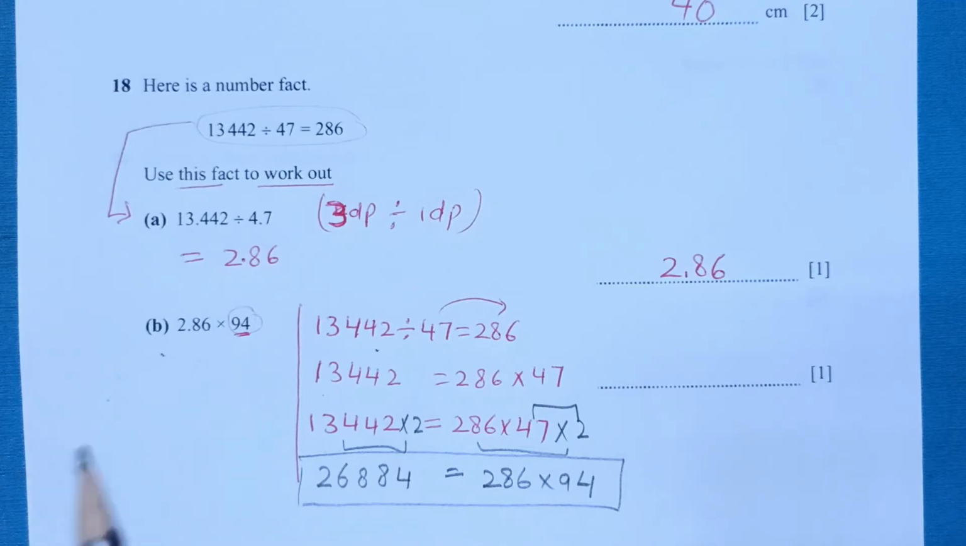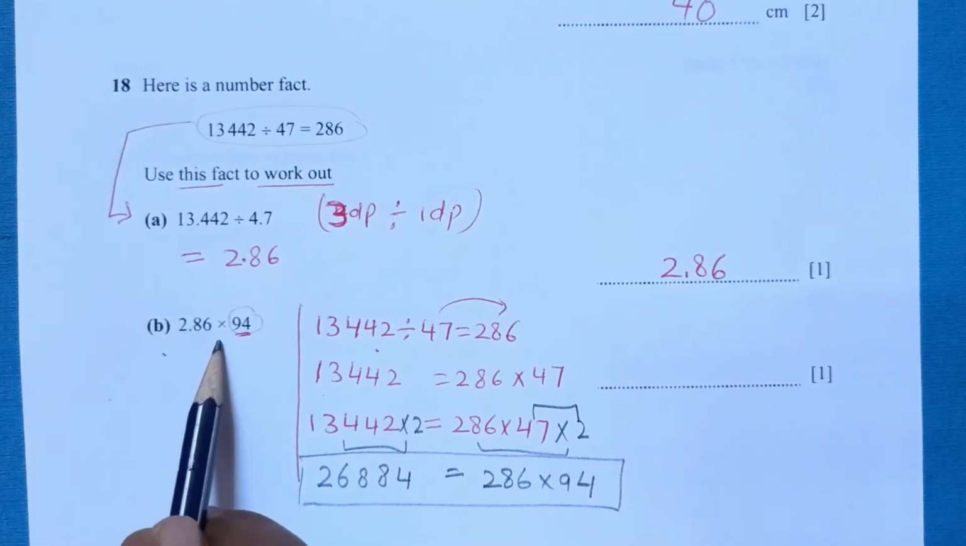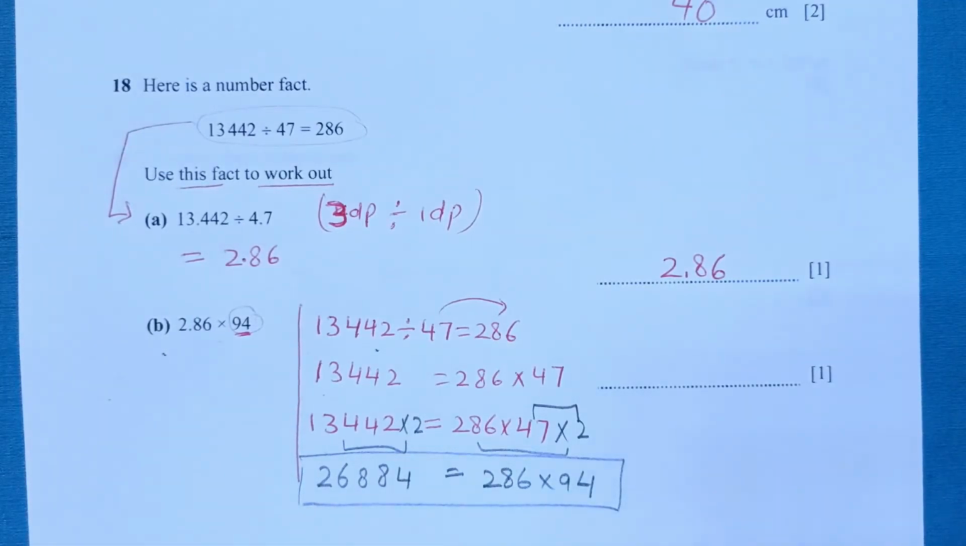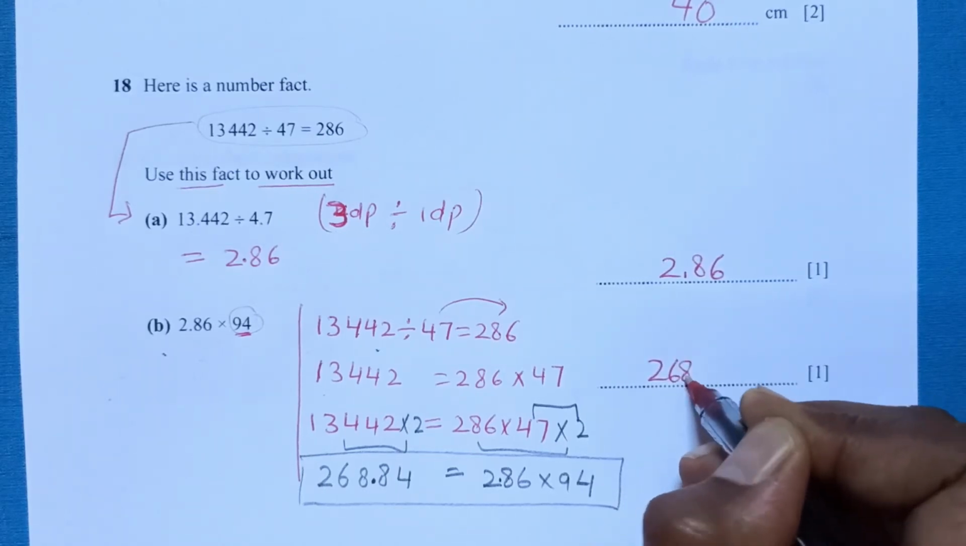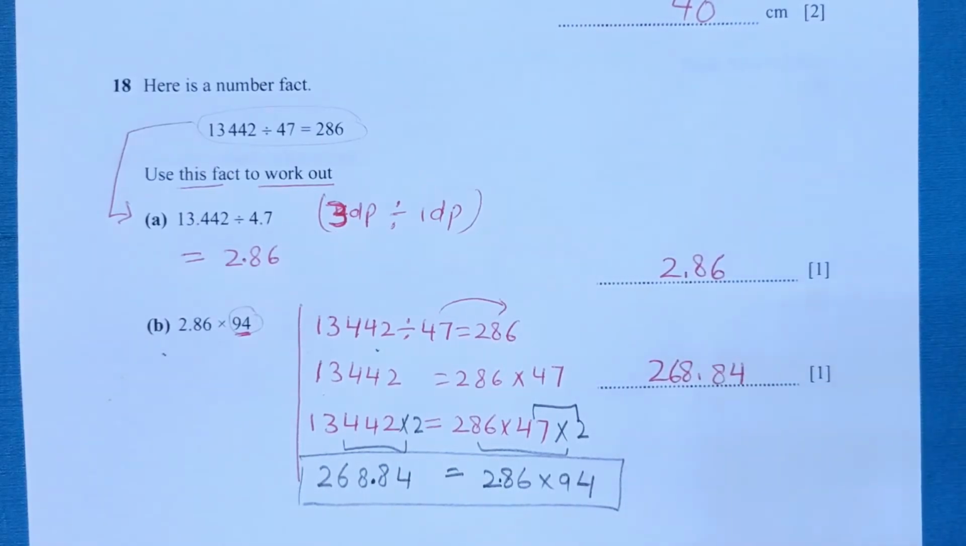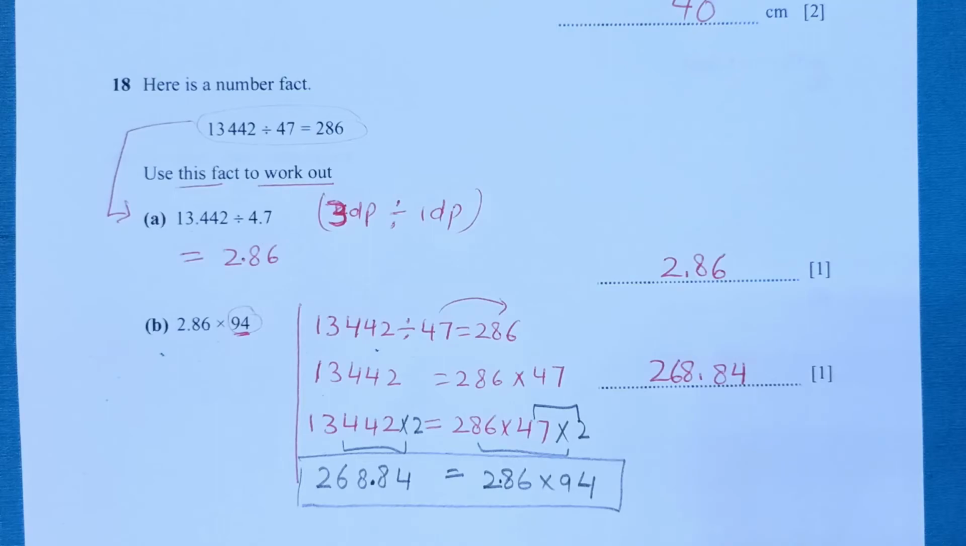But in our question we have 2.86. If I put 2 decimal places here, in the answer it should also be 2 decimal places. So now we have made it the same thing, 2.86 times 94. Its answer is 268.84. So this is our final answer.